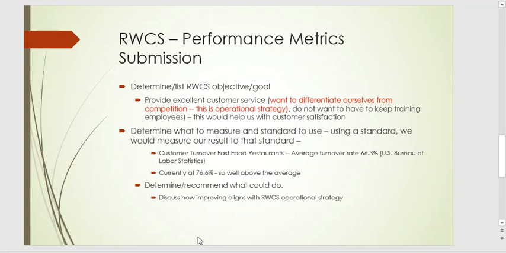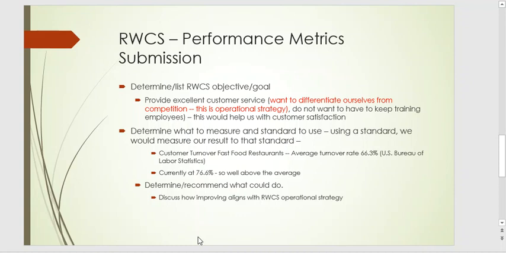This is one example, and then I'll give you another example in the next slide on how you can use internal measure. Here, what I'm doing is using customer turnover at fast food restaurants. And I went to the U.S. Bureau of Labor Statistics and found that the average turnover rate at a fast food restaurant was 66.3%. So at my restaurant, it's currently at 76.6%. So we definitely are above average and need to work on that.